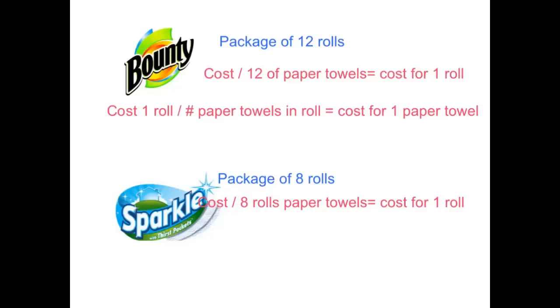So we would need to do the same thing for the Bounty and the Sparkle. Then we would have the cost per paper towel. Now obviously some of you are starting to figure out there's lots of math involved to calculate the value. But that's essential in order for us to figure out which paper towel is the best value when comparing the cost with the absorption of water and with the strength.